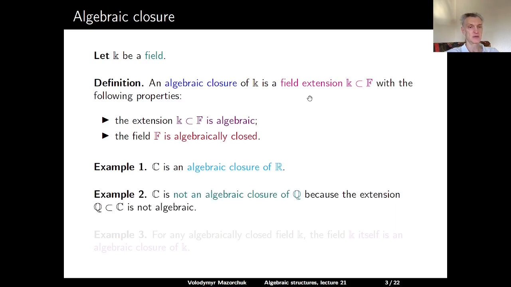A negative example: the complex numbers is not an algebraic closure of the rational numbers because the extension of rational numbers inside complex numbers is not algebraic. We know that there are transcendental elements even already in the field of real numbers. A trivial example: for any algebraically closed field K, the field K itself is an algebraic closure of K.